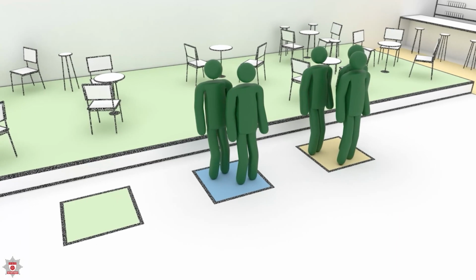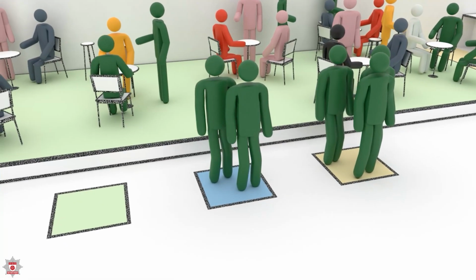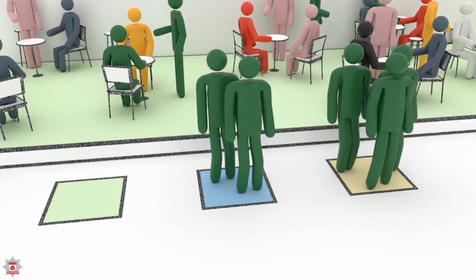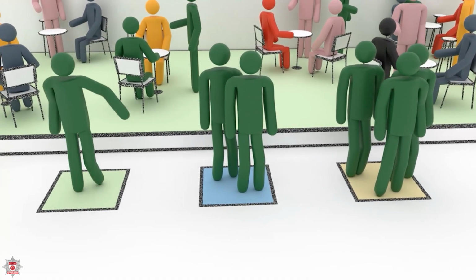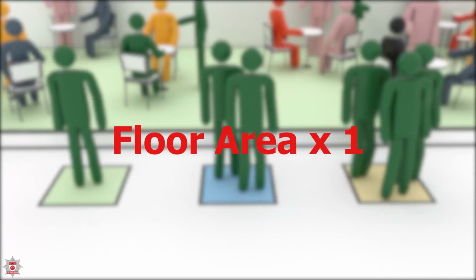In the seating area, where your customers are sat at tables and in fixed seating, the number of people per square metre is reduced to 1 person per square metre. So this calculation will be your floor area in the seating area multiplied by 1.